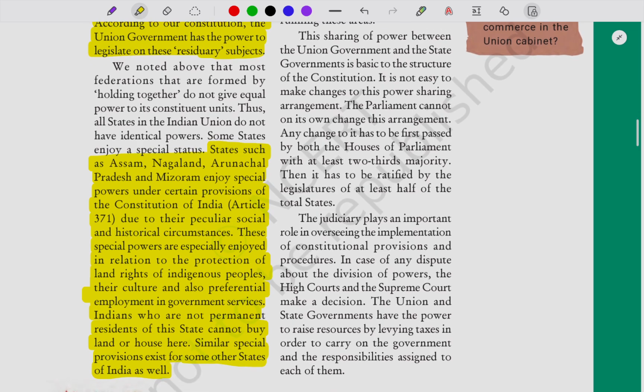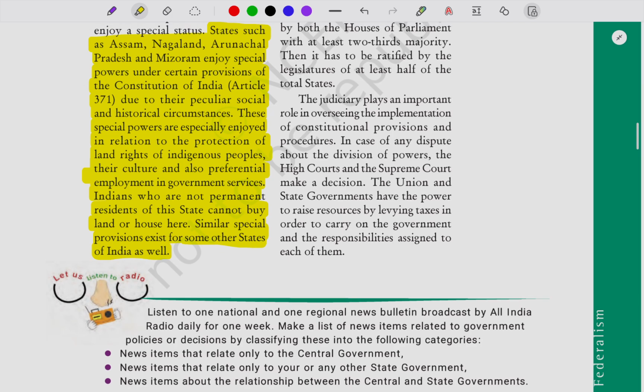Okay, this sharing of power between the union government and the state government is basic to the structure of the constitution. It is not easy to make changes to this power sharing arrangement. The parliament cannot on its own change this arrangement. Any change to it has to be first passed by the houses of parliament with at least two-third majority. Then it has to be ratified by the legislature of at least half of the total states. The judiciary plays an important role in overseeing the implementation of the constitutional provisions and procedures. In case of any dispute among the division of powers, the high courts and the supreme courts can make a decision.